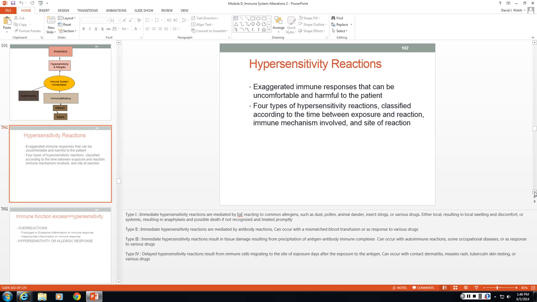Now, type 4 is a delayed hypersensitivity reaction, and it results from immune cells migrating to a site of exposure days after the exposure to the antigen. Now, this can occur with contact dermatitis, measles rash, tuberculin skin testing, or various kinds of drugs.